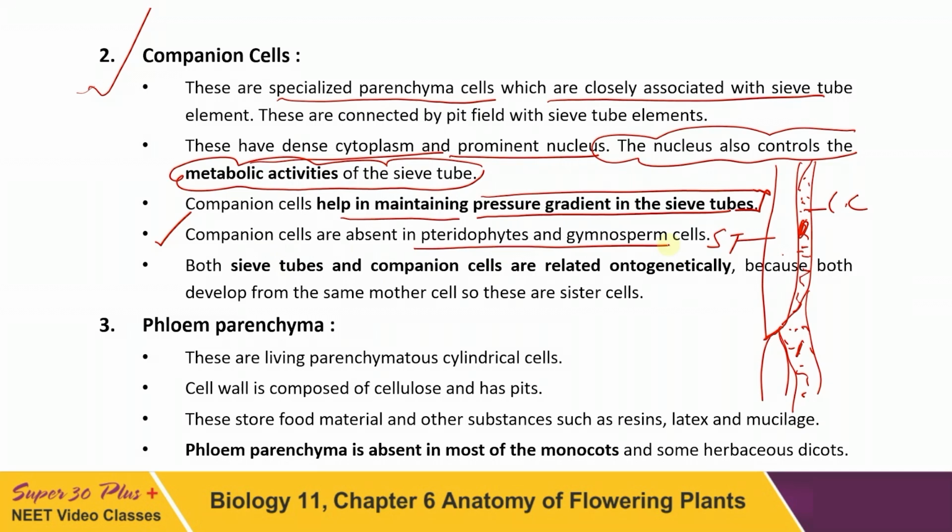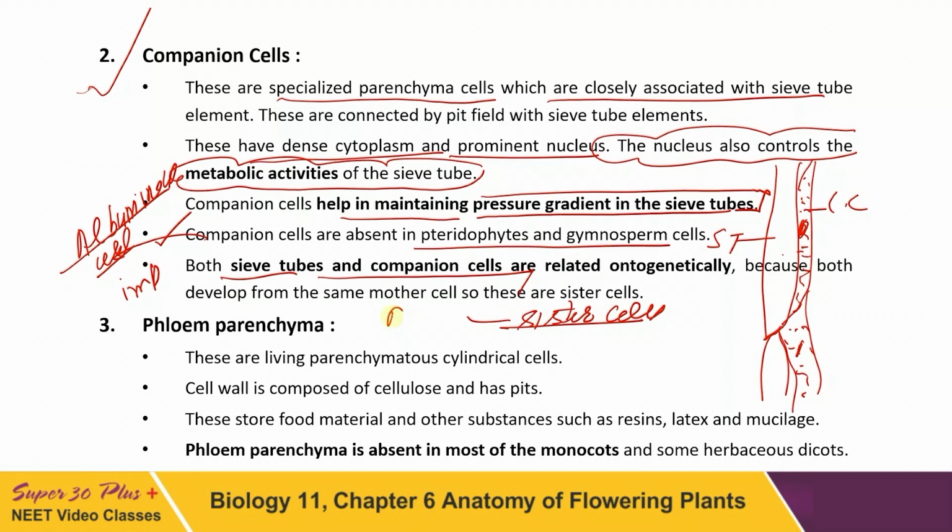Important one I told you in the beginning also: companion cells are absent in pteridophytes and gymnosperms, and these are substituted by albuminous cells. Important: both sieve tube and companion cells are known as sister cells because they originate from the same parental cell. That's why we can say these are related ontogenetically. They develop from the same mother cell and therefore are known as sister cells.